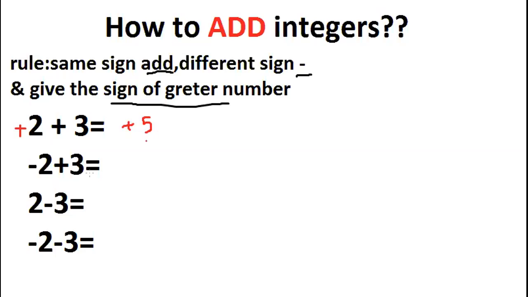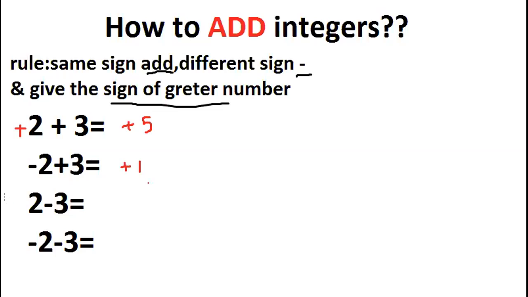Now let me teach you this. In the second example, you'll see 2 and 3. 2 is negative, 3 is positive. So it's a different sign. If there are different signs, what do you have to do? You have to subtract. So 3 minus 2 is 1. Once you subtract, you have to remember the third line: give the sign of the greater number. So what is the greater number over here? 3. And what sign does it have? Plus. So we're going to write plus.